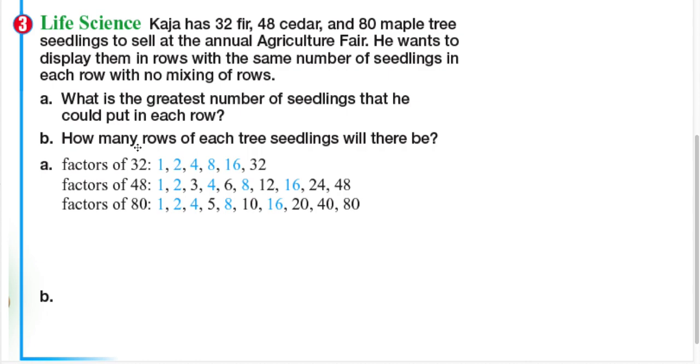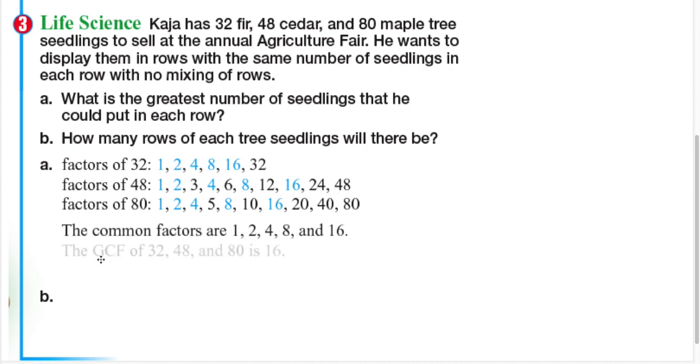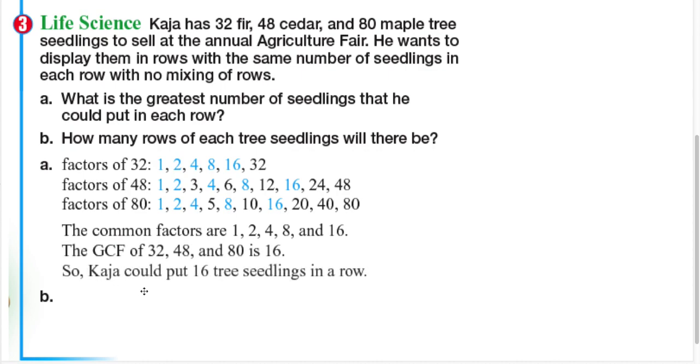Now, if you're doing this on your own, listing the factors can sometimes be very tedious, and sometimes you can forget factors, and that's why this is not the recommended method of finding the GCF. I'll show you the recommended method after we do letter A. So we find our common factors: 1, 2, 4, 8, and 16. And the GCF, the greatest of those factors, will be 16. Therefore Kaja could put 16 seedlings in a row.